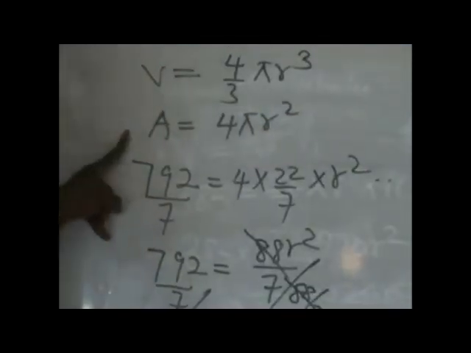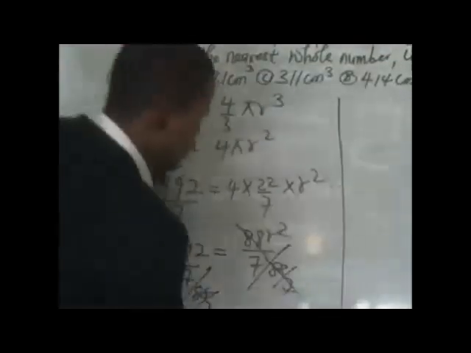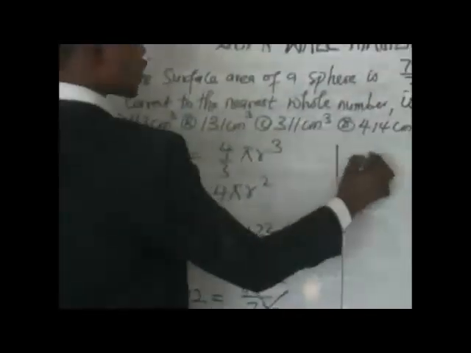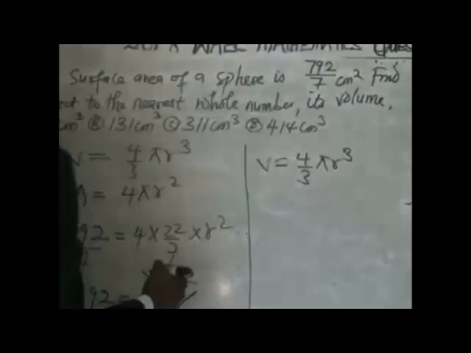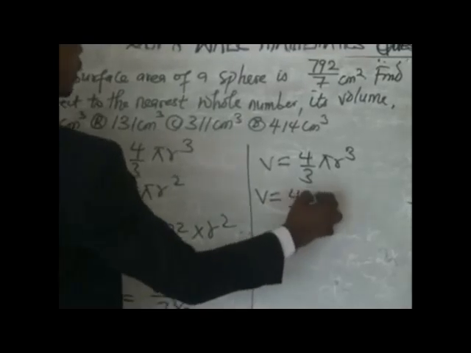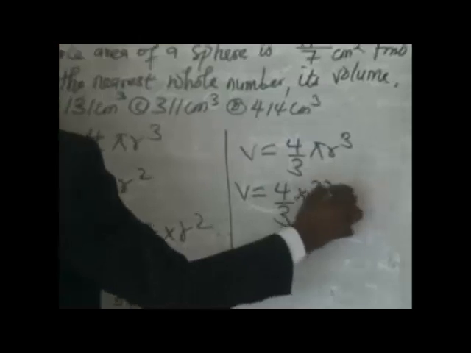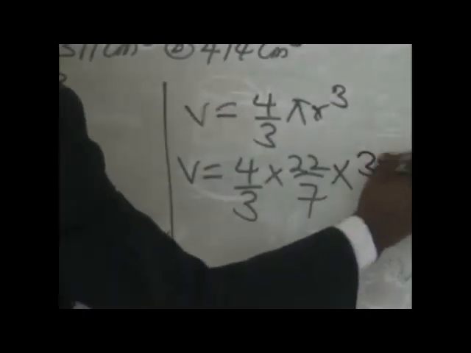But mind you, we are not asked to find the area, neither are we instructed to find the radius. What we are asked to look for is the volume of the sphere. So the volume of the sphere, V, as we have written before, is 4/3 pi r cubed. Now volume becomes 4 over 3 times 22 over 7 times the value of radius. Now the value of radius is 3, which is 3 times 3 times 3. So this is r cubed.